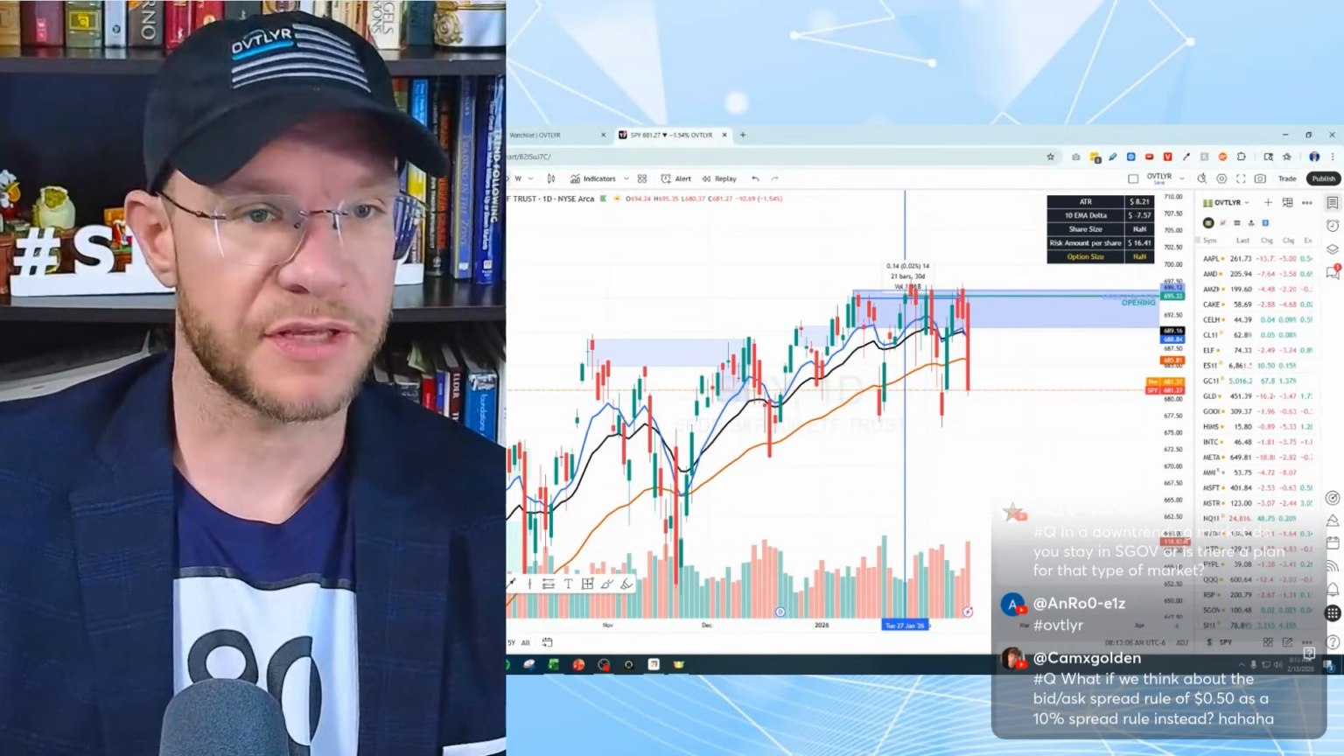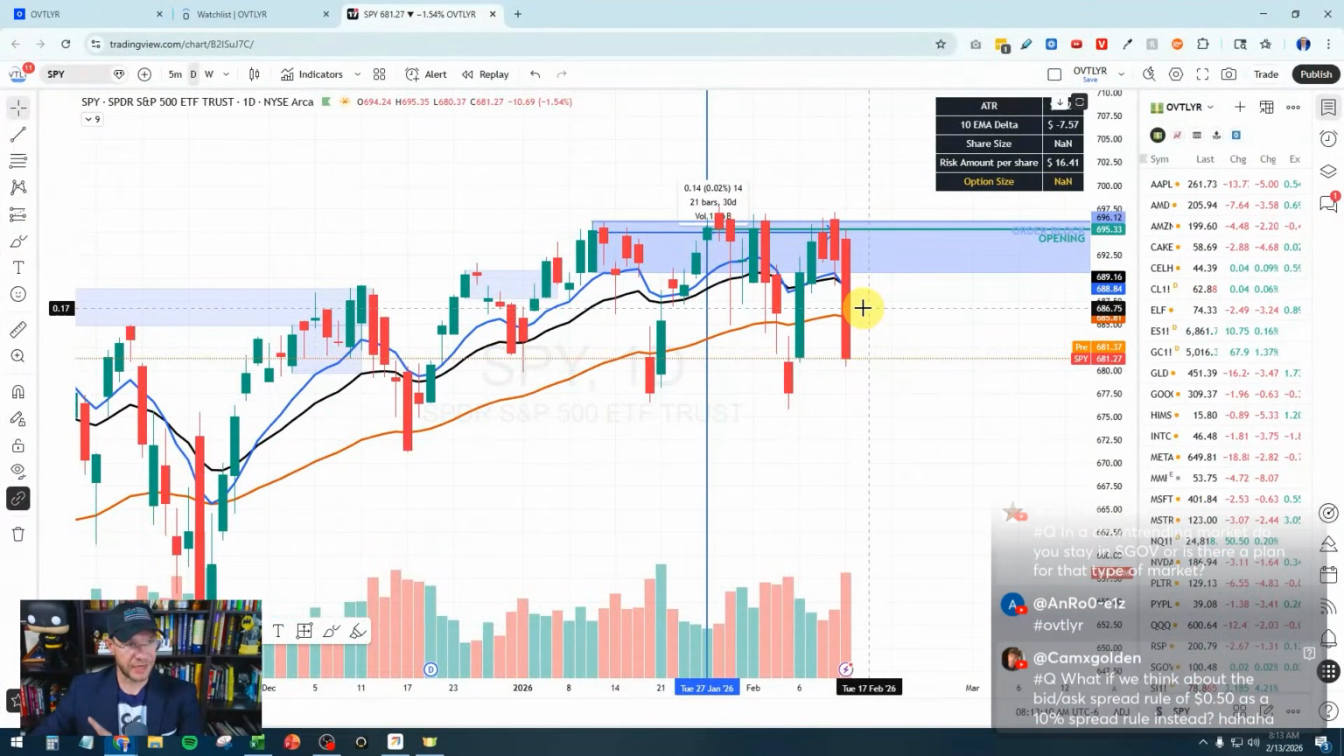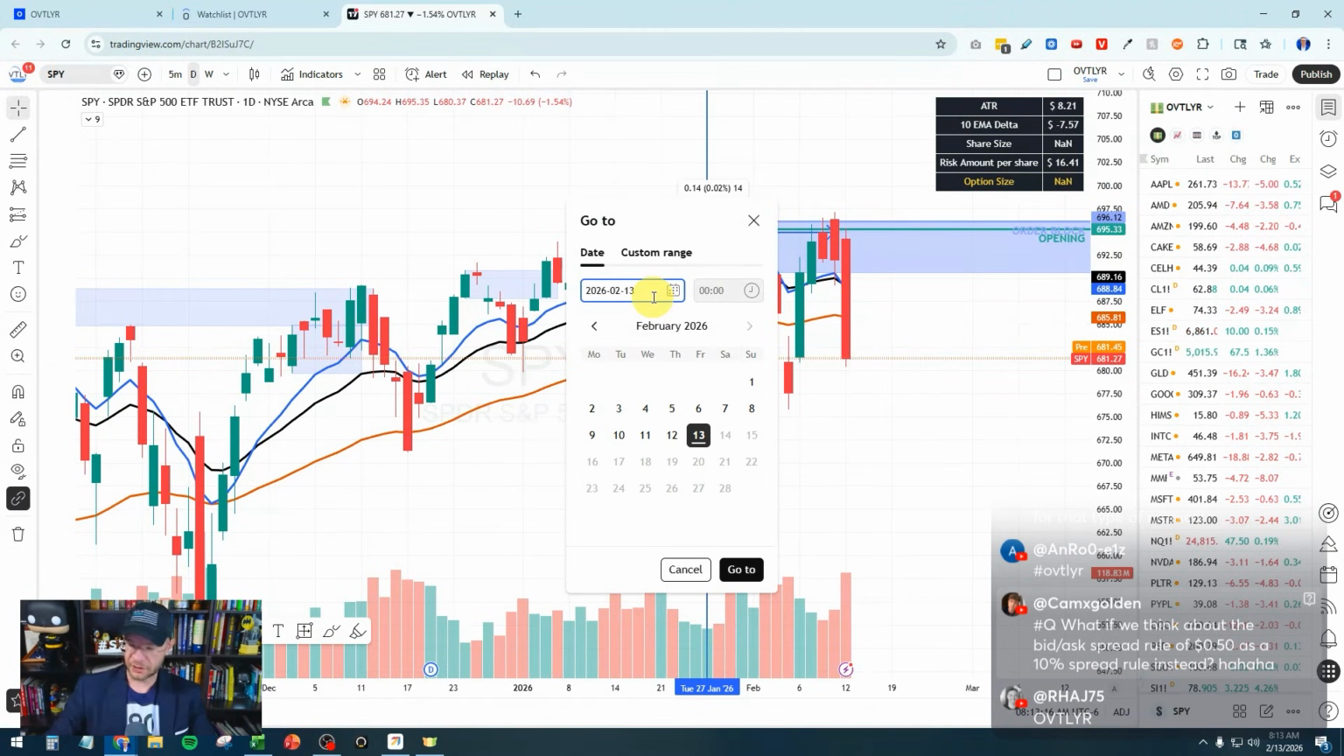Now, where we're going with this is that every crash in the history of time was preceded by, meaning it happened before the big, nasty, ugly, scary crash, right? Let me show you a couple examples. Let's go to the COVID crash, 2020, right? Let's go to 2020.